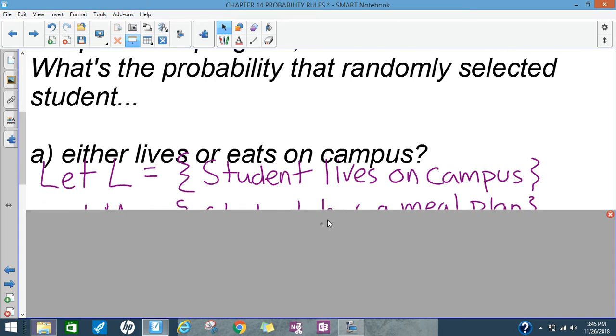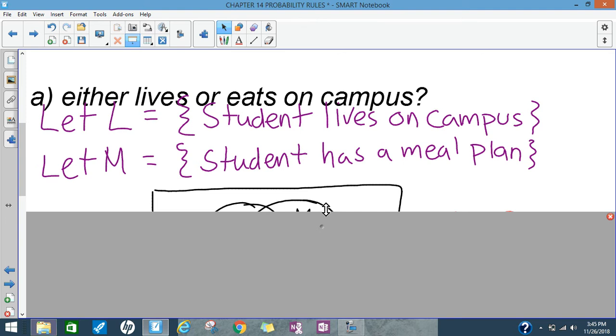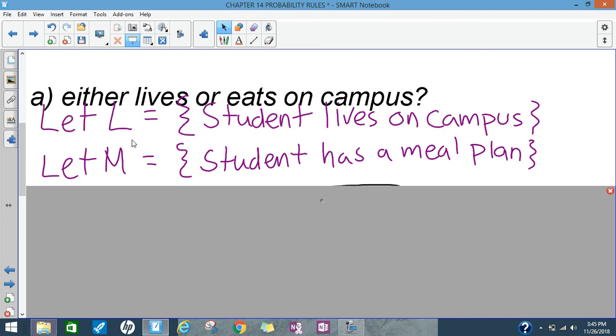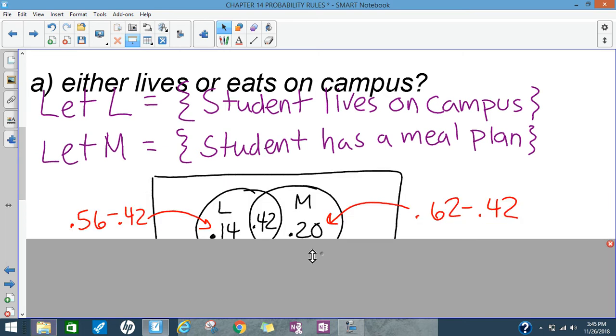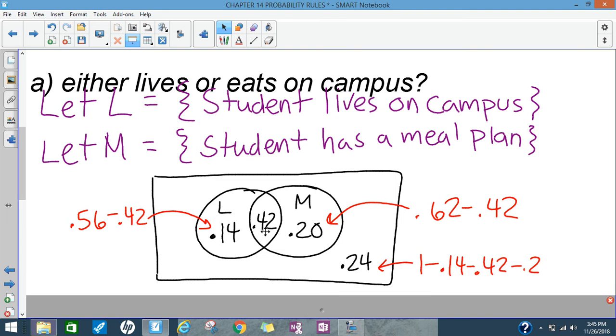So this is an or probability. I'm going to define the letters that I use. I'm going to say L represents a student living on campus, and M represents a student having a meal plan. And I'm going to draw a Venn diagram to sort of visualize what's happening here. So I have a living on campus circle, and I have a meal plan circle, and they overlap because they told us 42% of these students do both. So they're not mutually exclusive because they have an overlap. So my 42% of students who live on campus and have a meal plan are right there in the middle.